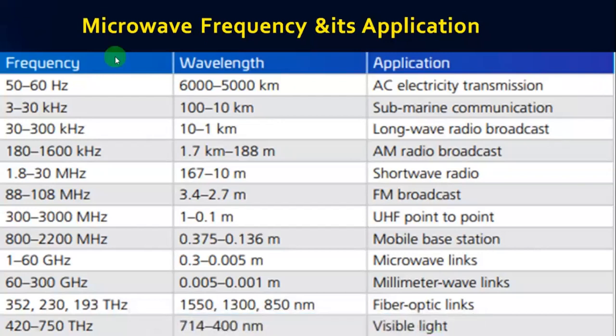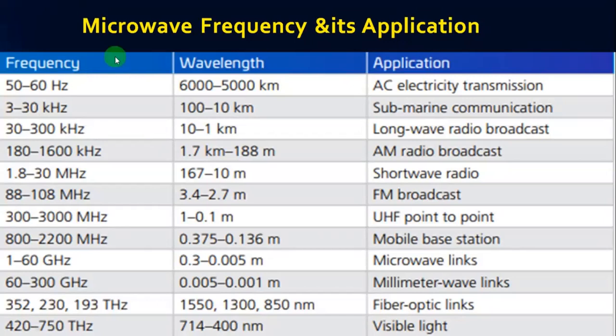And for the mobile base stations, for the ultra high frequency point to point communications, and for the fiber optic links, and for the visible light. So actually for the microwave communication systems, the main frequency range is 1 to 60 GHz. This is the microwave links. The microwave links can be used for line of sight communication systems.